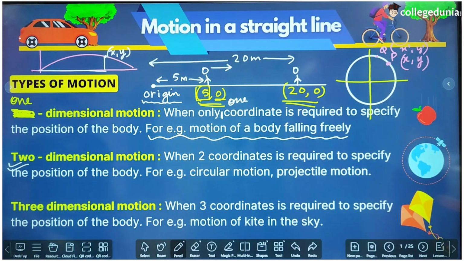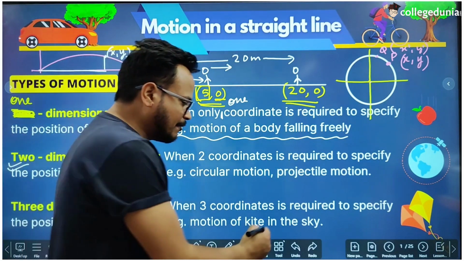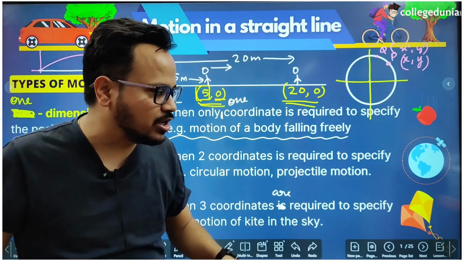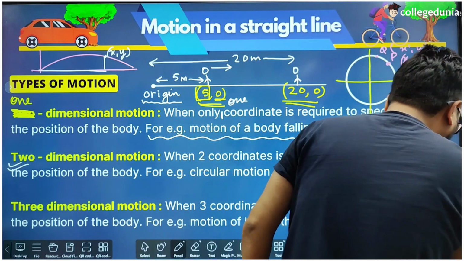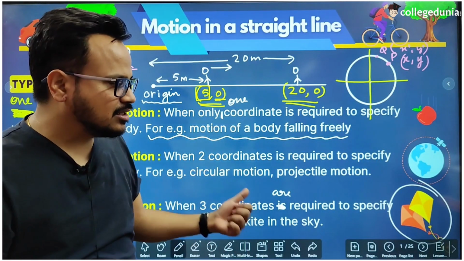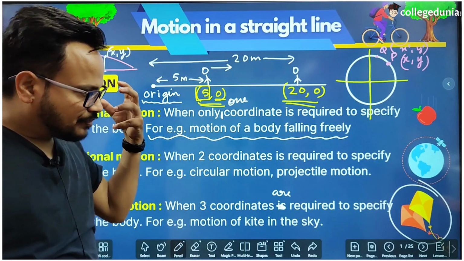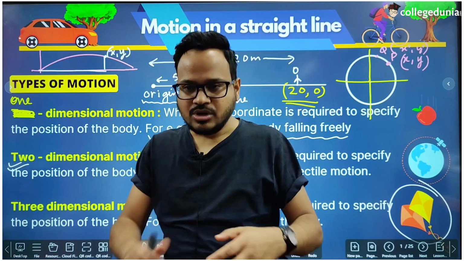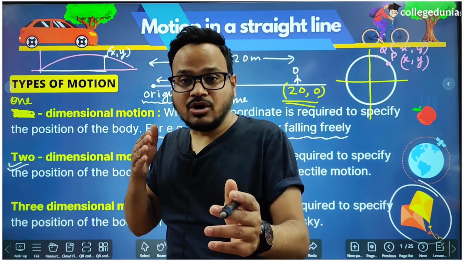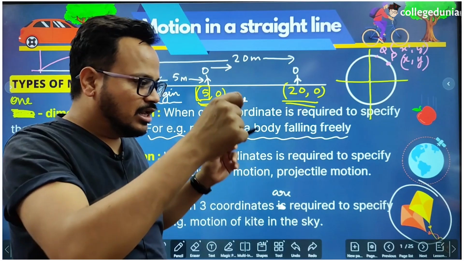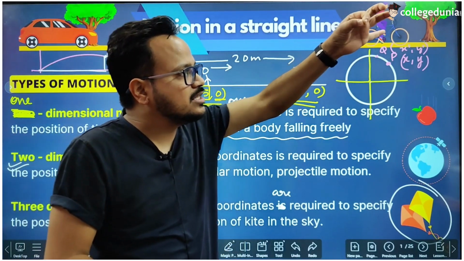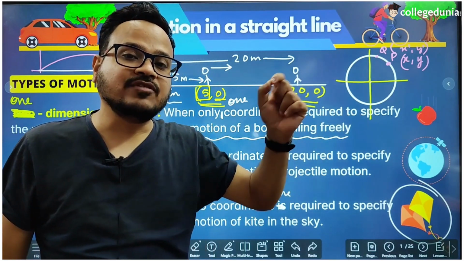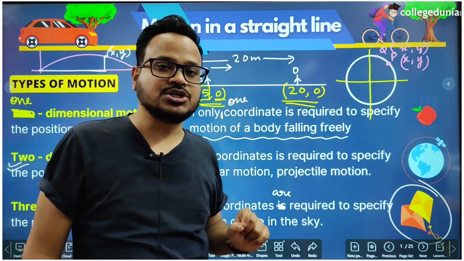And three-dimensional motion is when three coordinates are required to specify the position of the body. For example, the motion of a kite in the sky is a three-dimensional motion, because the kite is flying in such a way that it is covering a distance in a vertical manner also, in a horizontal manner also, and it is also coming towards you, right? If the kite is at this point, right? So from that corner of this room, you have to give three coordinates to specify the position of the kite.